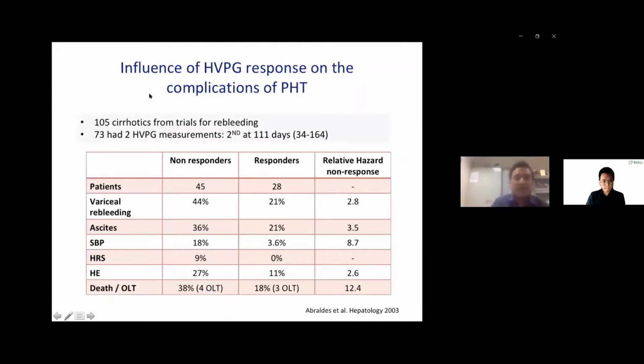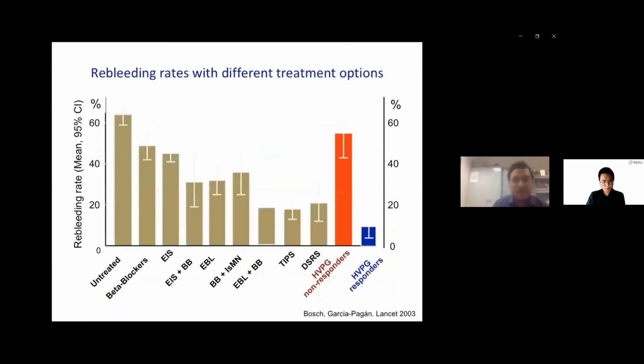So the HVPG response has influence on the complications of cirrhosis and portal hypertension. Those patients who are non-responders have a 2.8-fold higher risk of variceal rebleeding, 3.45-fold higher risk of ascites, SBP, and almost 12-fold higher mortality. So HVPG response by use of drugs is important to prevent the complications of liver cirrhosis.